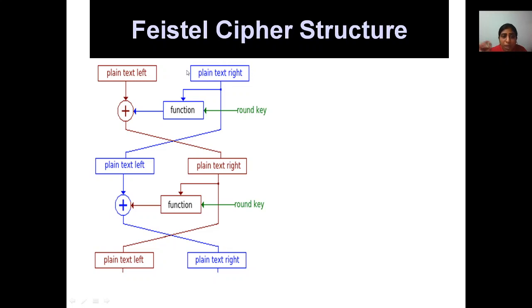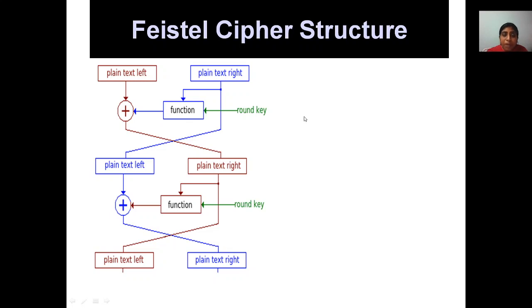We apply the function on the right side of the data, and for the next round, directly this right side of data is given as the left side. The output of the round function, that is the function with the round key, is XORed with the left half of the previous one and given to the right side of the next round. This type of structure is called a Feistel cipher structure.